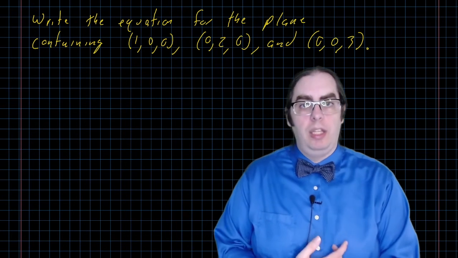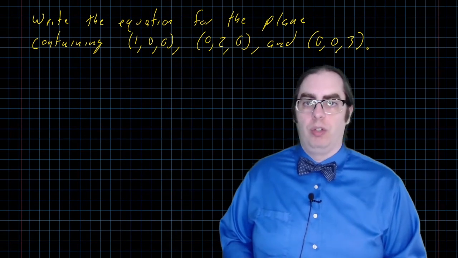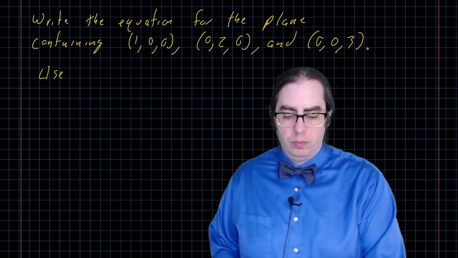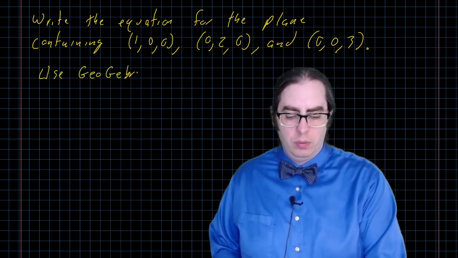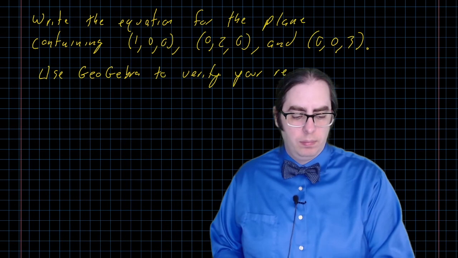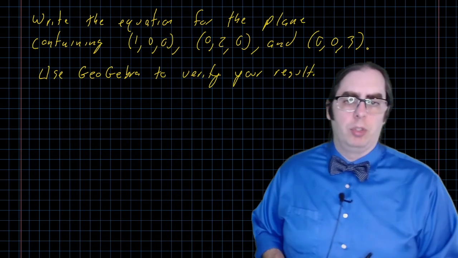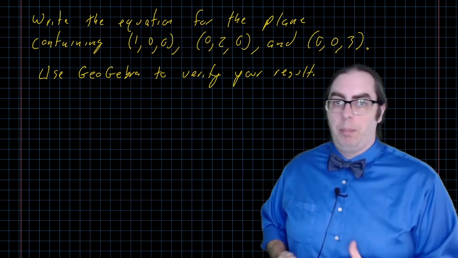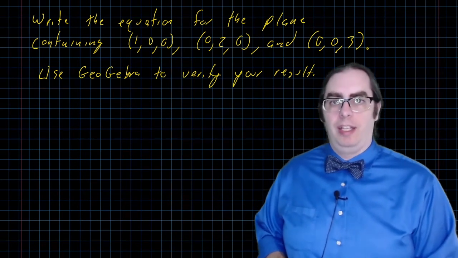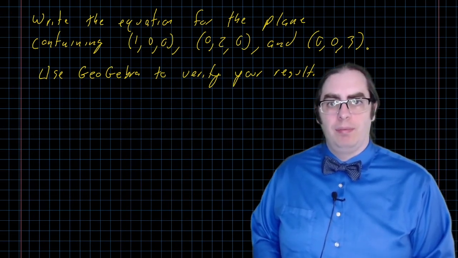I would like you to write the equation of the plane which contains the points (1, 0, 0), (0, 2, 0), and (0, 0, 3). Then use GeoGebra or similar software of your choice to verify your result. Plot the 3 points, plot the plane, and make sure that the points do in fact fall inside of the plane. All right, see what you can do with that one, and I'll see you in the next video.